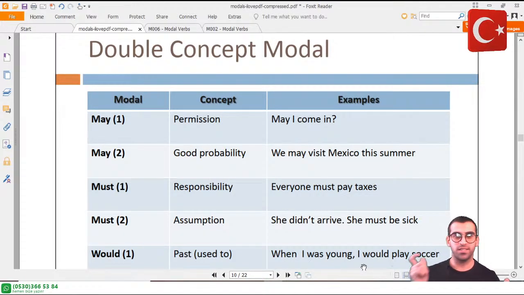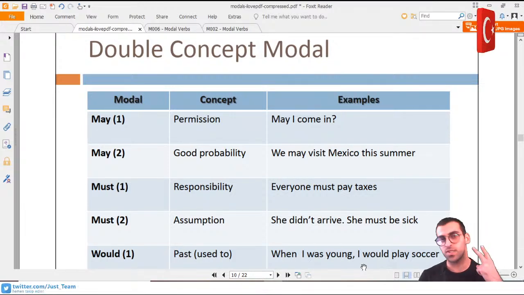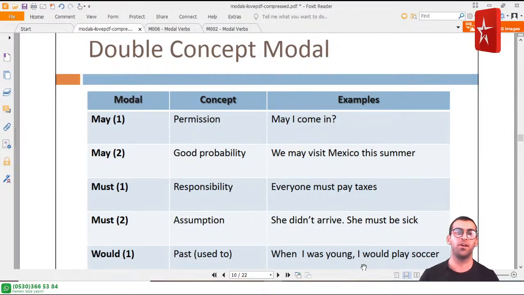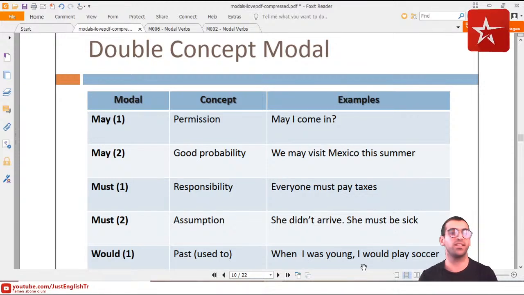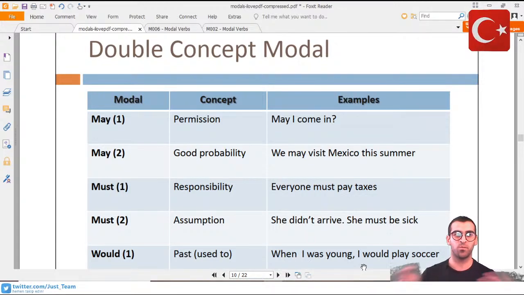The next one is about must. Must also has two different meanings. The first meaning is responsibility. For example, if we are talking about the government, we should say everyone must pay taxes. It is everyone's responsibility. If you work, you must pay tax to the government in order to get money when you retire at the age of 65 or 60 or 55. It changes from country to country.